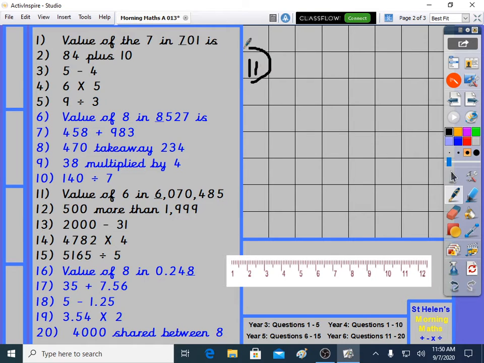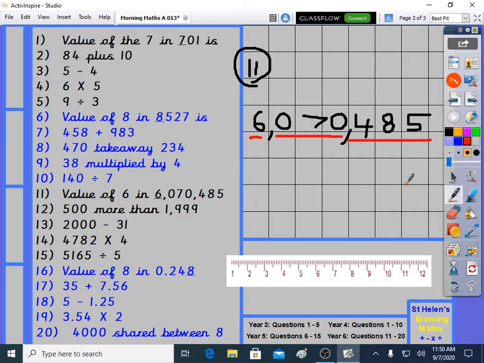Value of the 6 in 6 million and something. It's definitely going to be 6 million, isn't it? Because you say it as soon as you start saying the number. 6 million. I'll teach you how to say this number, though. It can be a bit tricky, this one, if you're not sure. Commas go 3 from the end. This is 6 million. You say it like this. 6 million 70,485. 6,070,485. But what is the 6 worth? It's worth 6 millions. So that's our answer on this question, 6 millions.